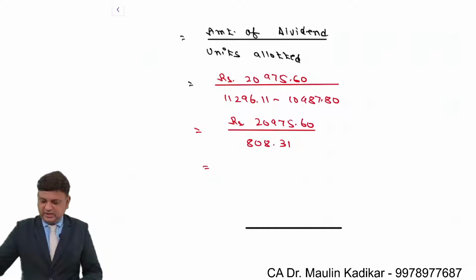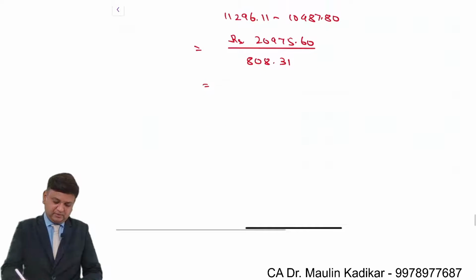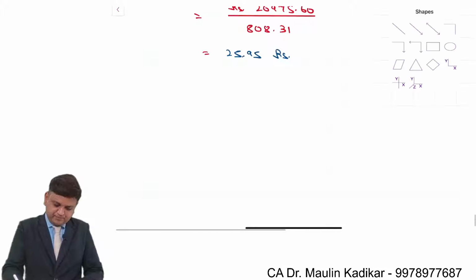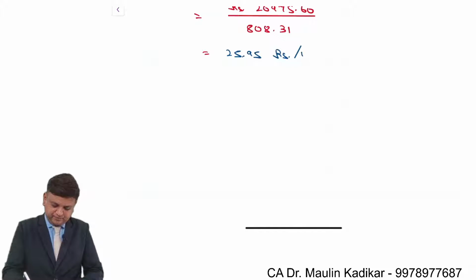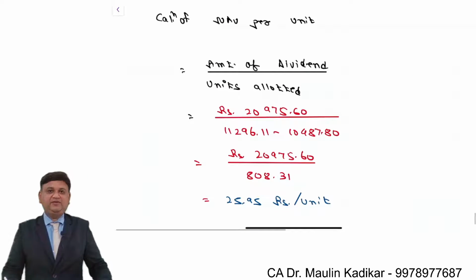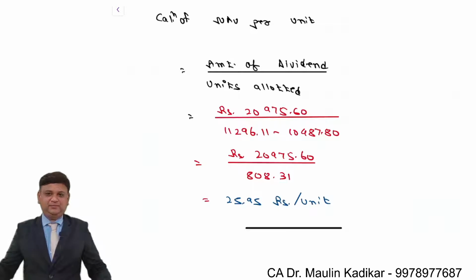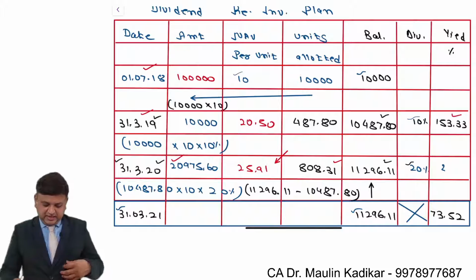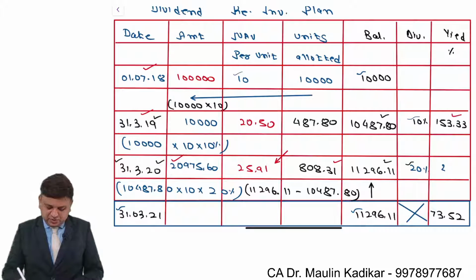So 2097.56 upon 808.31, so 25.95 rupees per unit. That is the way the NAV per unit can be calculated. I request you to update this table and afterwards make calculation of this answer and again put your answer in the chat box.